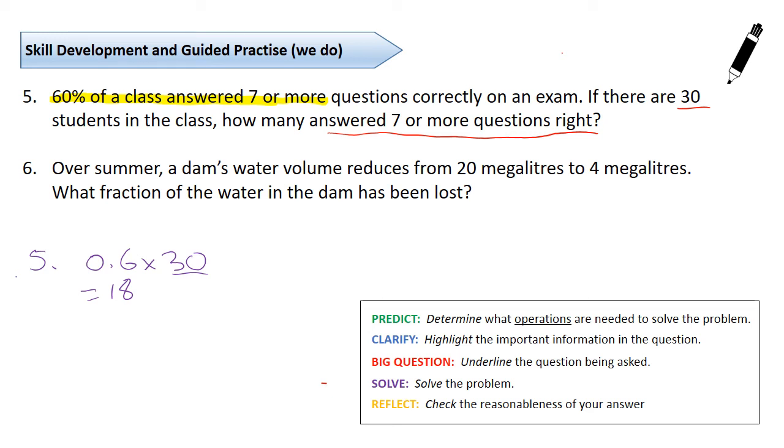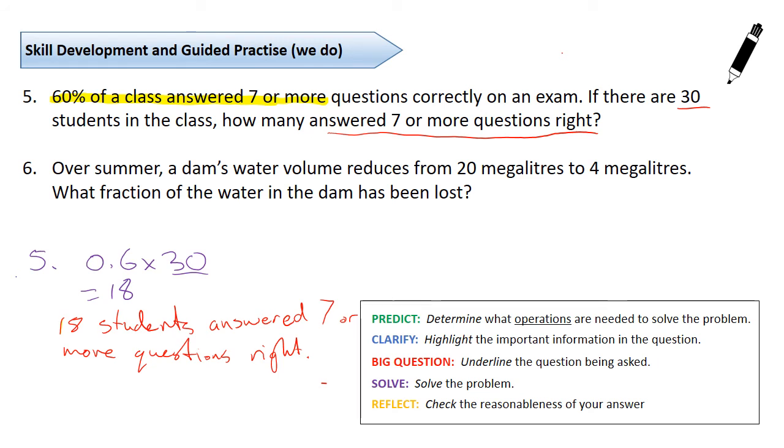Okay, next question. Over summer, a dam's water, oh, just a second, I've missed something out there, haven't I? That question was given to me in a sentence, so I must give it back in a sentence. So your sentence can be something easy like this, 18 students answered 7 or more questions right. So let's have a look at the next one.